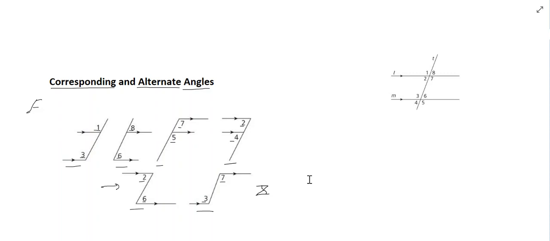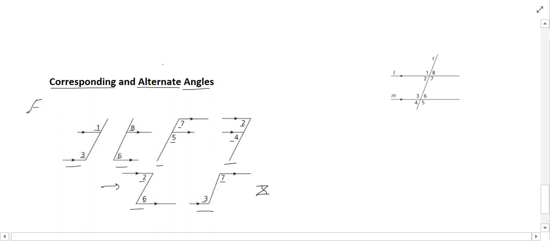And again, it's very important to remember that with alternate angles, you get this Z kind of shape, and with corresponding angles, you get an F kind of shape as well, okay? So that's what we mean, corresponding angles and alternate angles.